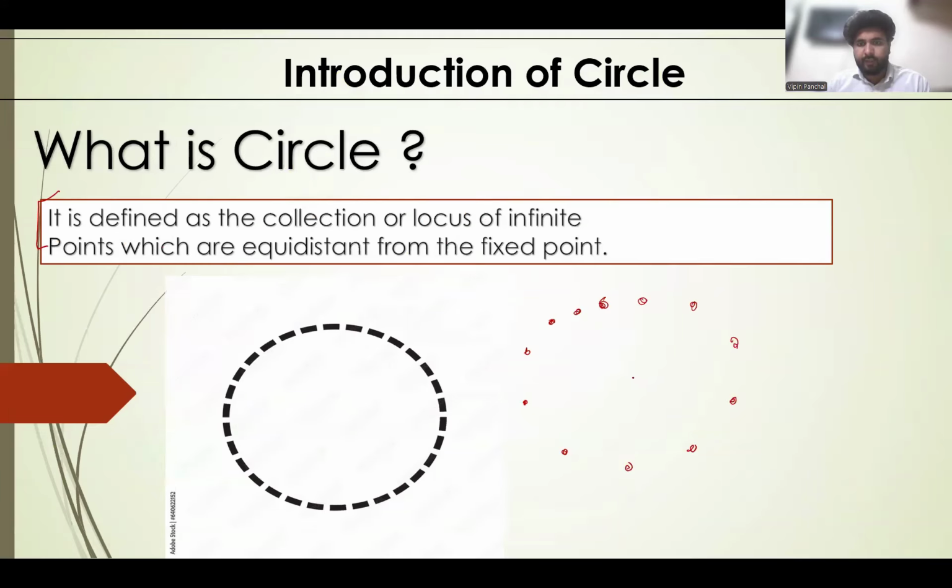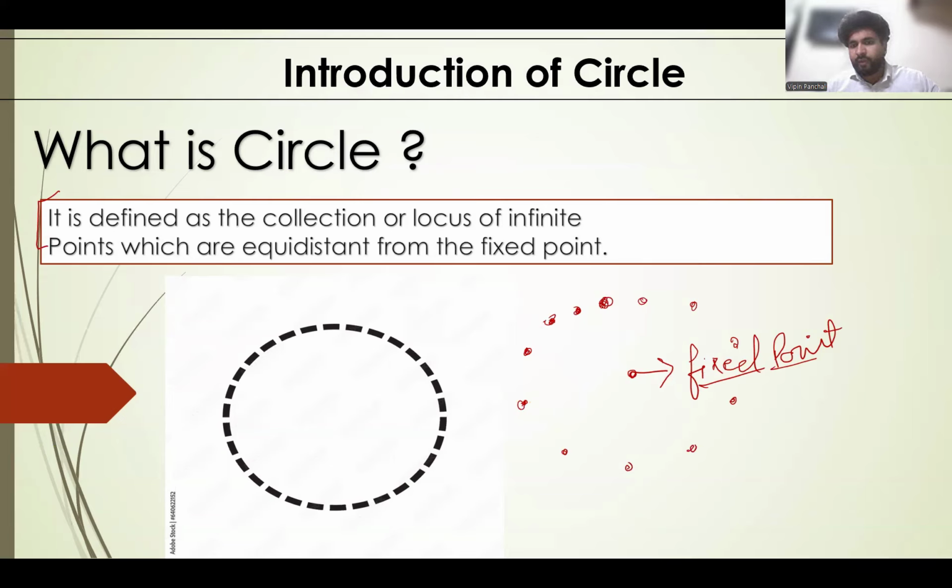Okay. And here is a fixed point. This point is a fixed point. Fixed means this point cannot be moved. So it's a fixed point. And there are infinite points which are movable. Okay.